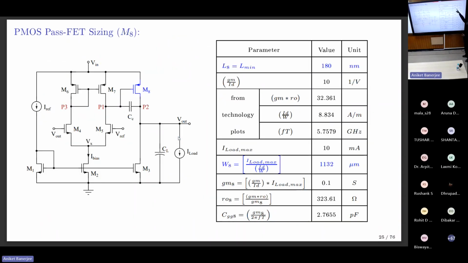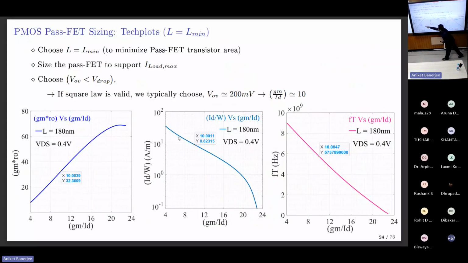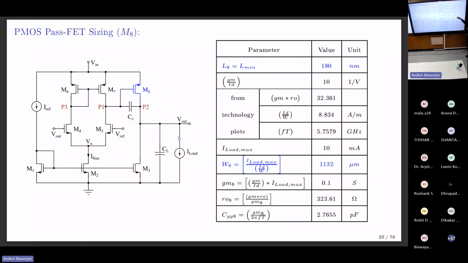So given L is L min, gm/ID I'm picking as 10. Now these are the values derived from the lookup tables, which is a gm-ro value of 32.3, whatever, this 8.8, this 5.7. So these are the values from the tech plots. These three lines replace your square law. Now, given the load current of 10, I know how to get W.